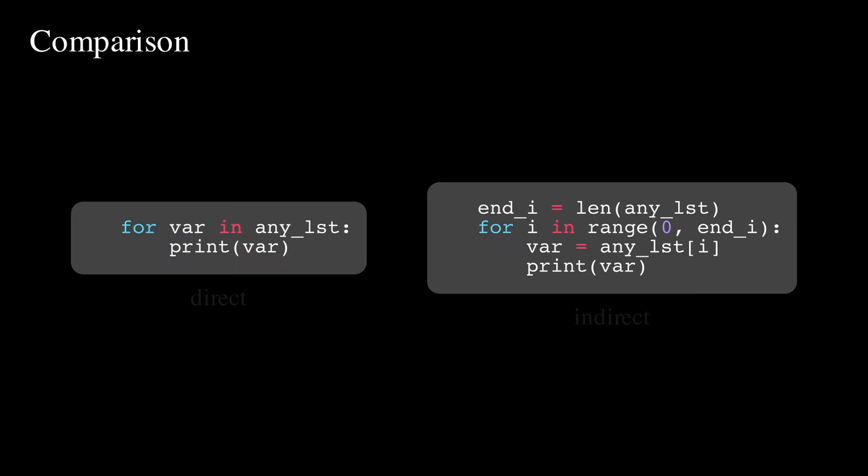So let's take a moment to compare and contrast the two strategies of looping. In the direct method on the left, the loop variable var directly binds to the element and we can use it immediately. On the right, the indirect method, we're looping over a sequence of numbers. The loop variable i only binds to an integer, and then we use the integer as the index to access the corresponding element. So this one here is a two-step process.